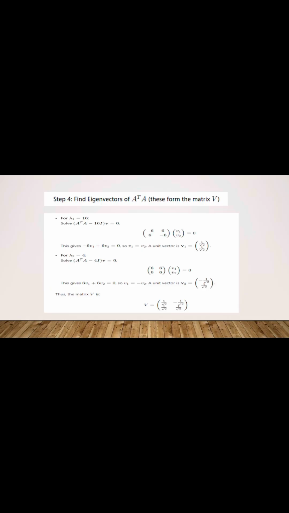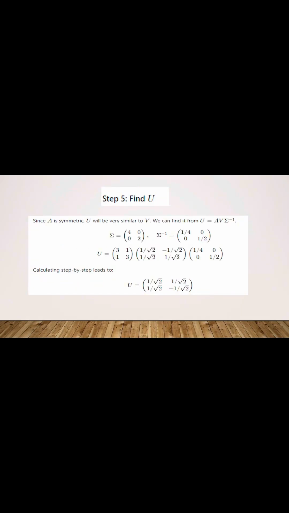Now for the U matrix, because our original matrix A is symmetric, the process for finding U is very similar. The columns of U are the eigenvectors of A transpose A, but in this special case, it closely mirrors V.